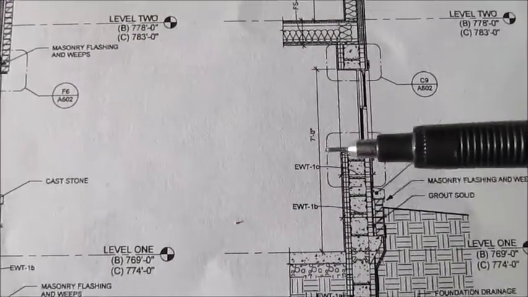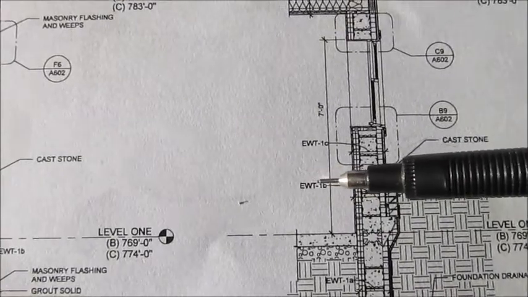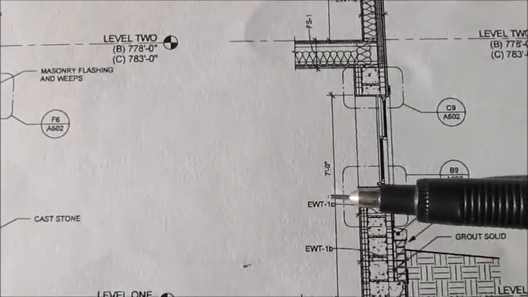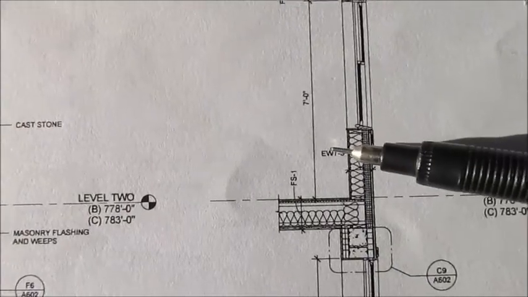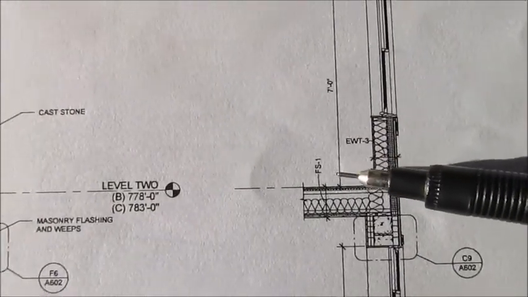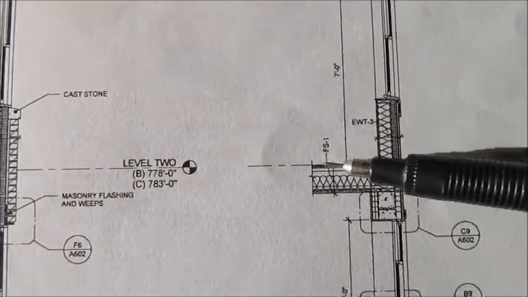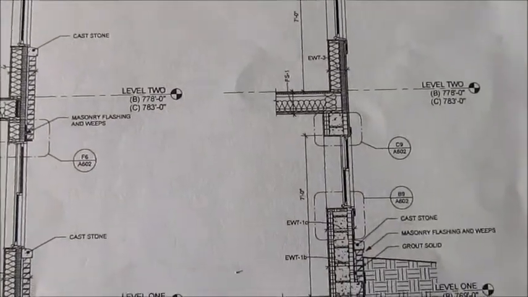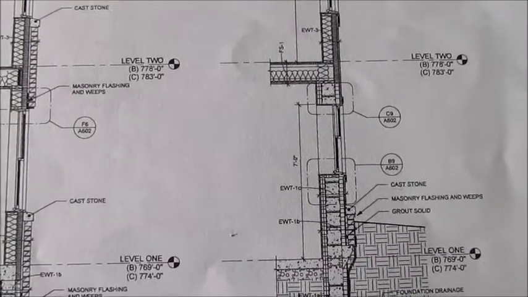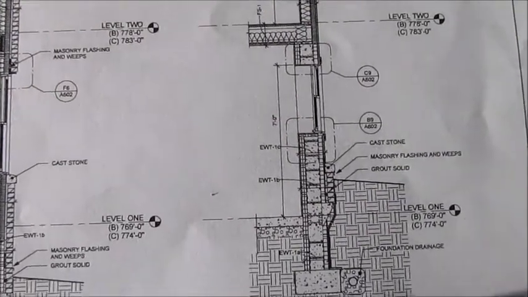If we work our way up through here, you're going to find some labels: EWT1B, EWT1C. If I work my way up, I find an EWT3, I find an FS1. And these refer to some specific things in our print and tell us how to build things. But if we don't know how to read this language, it's going to be really tough to figure out. So let's take a look at that.